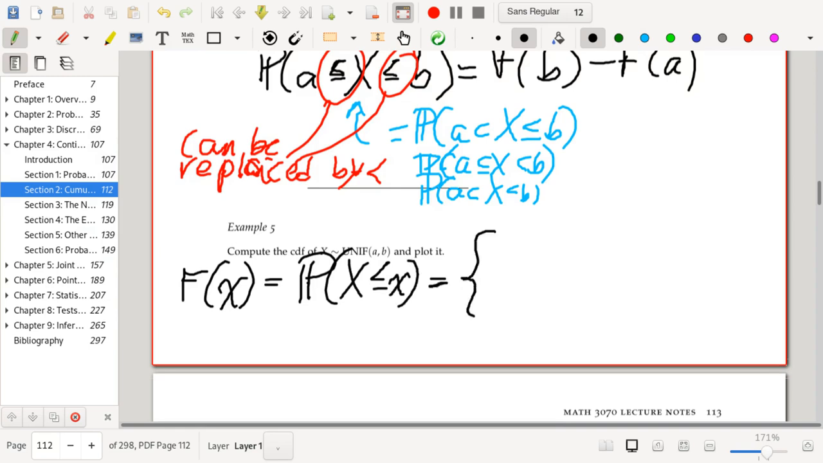We can come up with two simplifying cases. One is that x is less than a. So if x is less than a, and you may notice what I'm doing, recall what the PDF of the uniform was. It was 1 over b minus a, if a is less than t less than b.